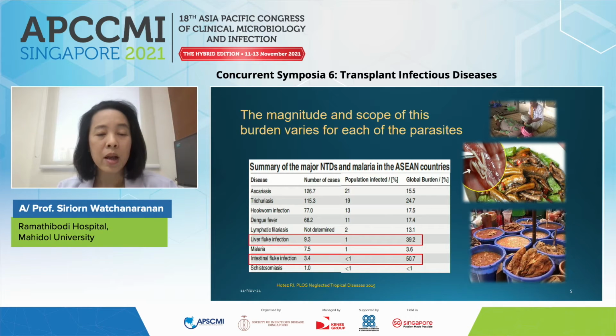So in Asia, there are several types of the infection, mostly ascariasis, trichinosis, and also hookworm. But globally, the burden of the disease may be different. For the global burden, one can see that liver fluke and intestinal parasites are prevalent.